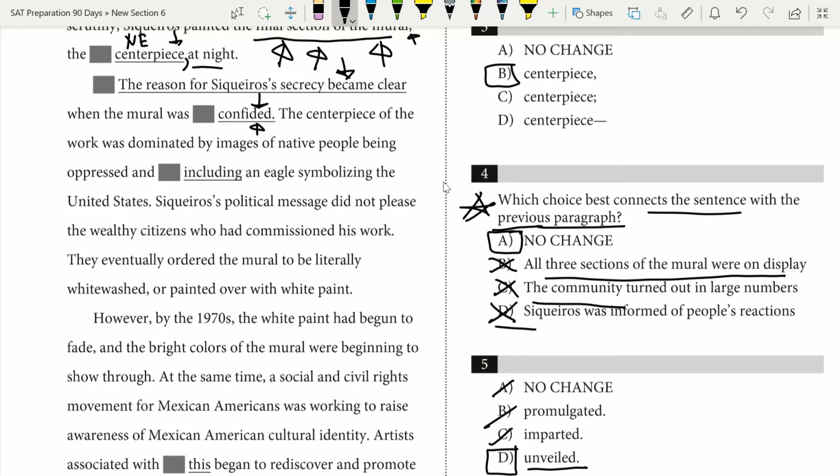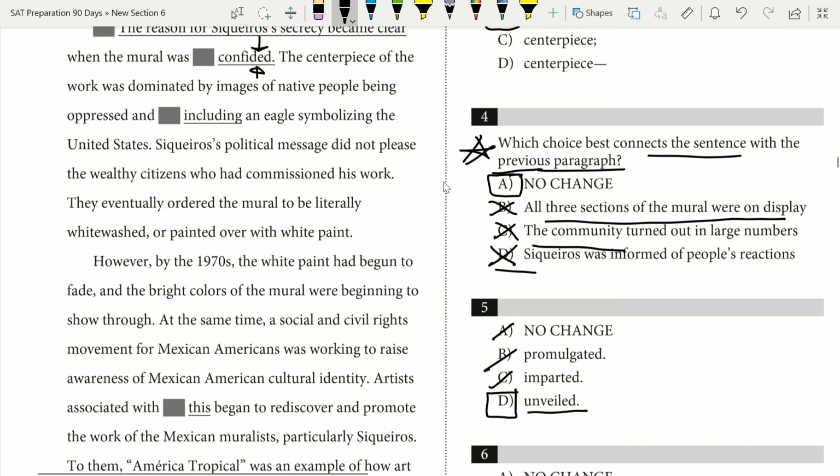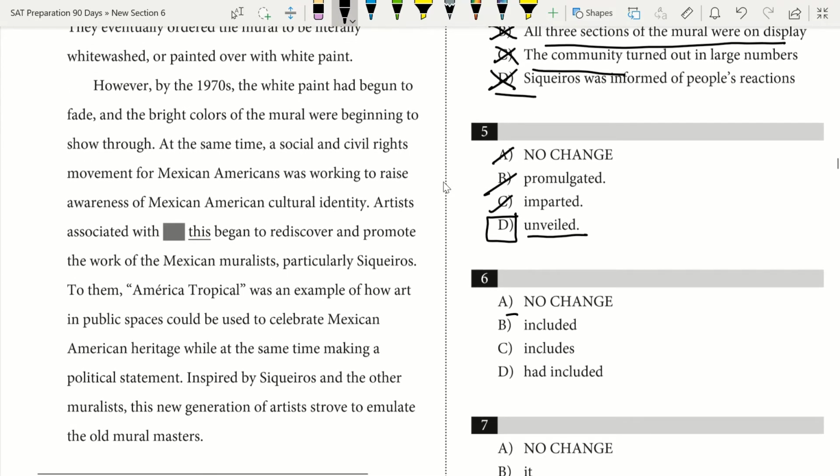Okay, now we are on question 6. Okay, so we have "The centerpiece of the work was dominated by images of Native people being oppressed and included." Okay, how do I know that this has to be "included"? Well, I have the word dominated here. Okay, the word dominated is past tense, so I need to match that tense. So my answer there is going to have to be included, because I need to match my tense. Okay, it needs to be in the past tense. So my answer there is going to be B for number 6.